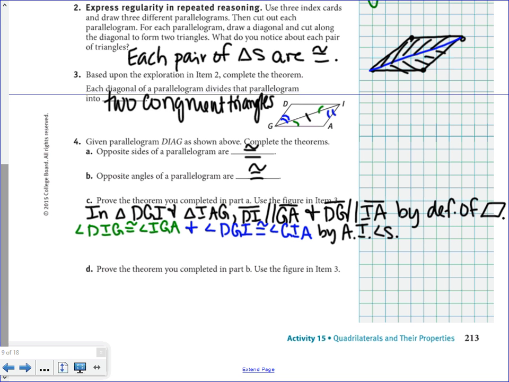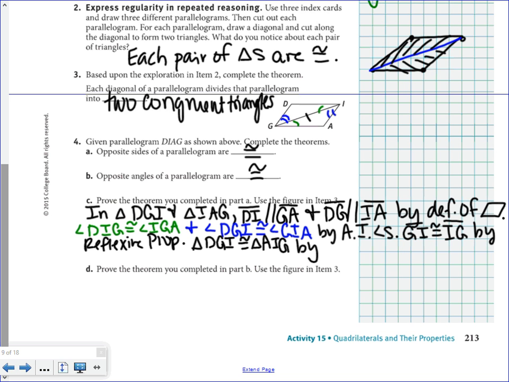I also know that GI is congruent to IG by the reflexive property, because they share that side. And now I have my two triangles that are congruent. So I can say triangle DGI is congruent to triangle AIG, and the reasoning is angle side angle, because that's what I have marked in my triangles.